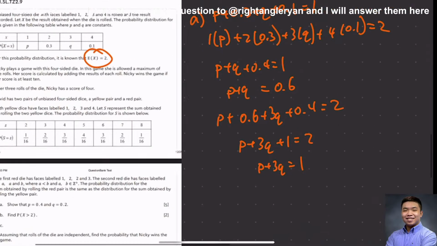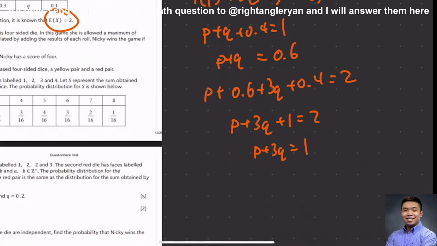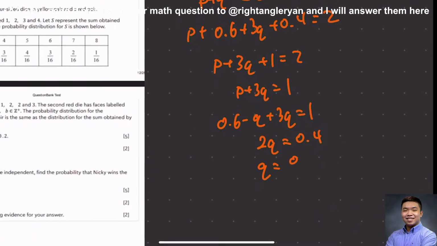Okay. So now, if we have P plus Q is 0.6 and P plus 3Q is 1, from the first equation we know P is 0.6 minus Q. So 0.6 minus Q plus 3Q equals 1. 2Q is 0.4, so Q is 0.4 over 2, which is 4 over 10 divided by 2, so times 1 over 2. So it's going to be 2 over 10, which is 1 over 5.